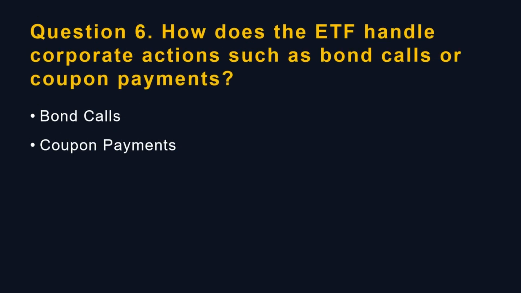Question 6. How does the ETF handle corporate actions such as bond calls or coupon payments? The iShares Core Global Aggregate Bond UCITS ETF handles corporate actions like bond calls and coupon payments in a way that aims to track the performance of the target index it follows, typically the Bloomberg Barclays Global Aggregate Total Return Index or BAL-TR. Here's a breakdown of the process.